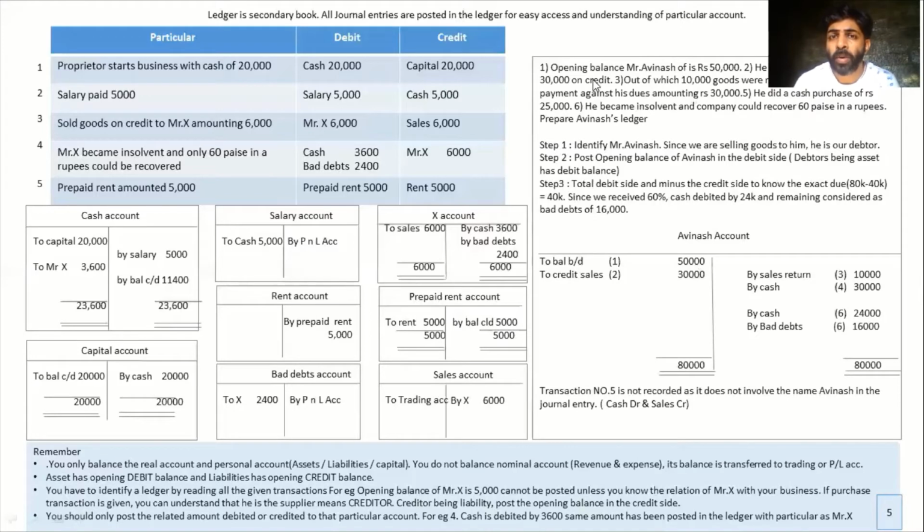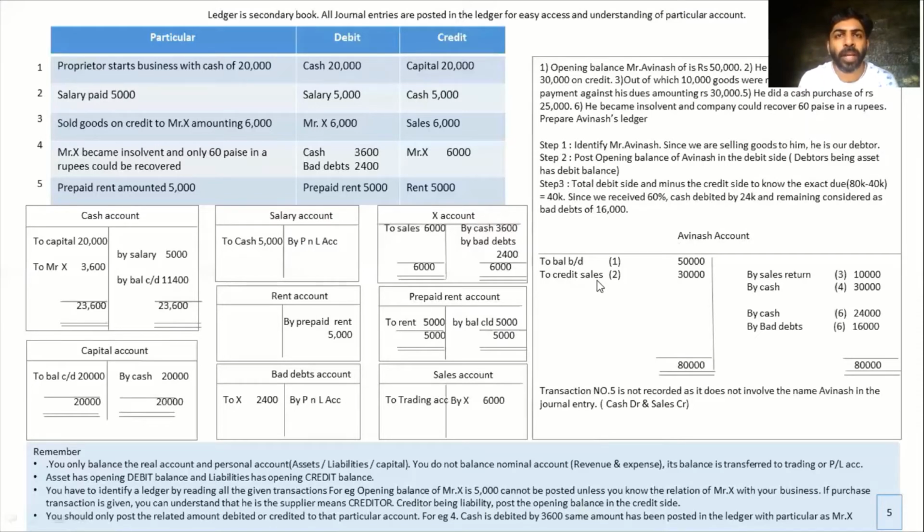Now you are doing accounts from the business point of view. He's purchasing, that means you are selling the goods, right? Sale is a revenue, so I have to credit sale. And what am I going to debit here? Avinash, because he hasn't paid me, right? So Avinash account debit to sales. So in Avinash account, what will I do? I will debit and write the figure 30,000, and over here I will write credit sale, out of which 10,000 goods were returned.